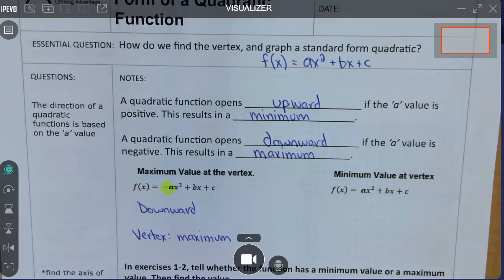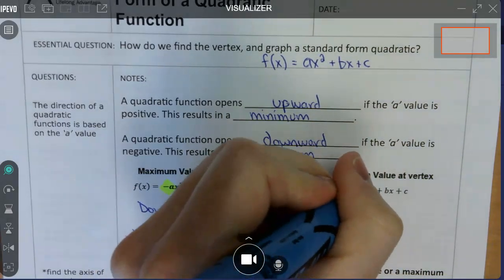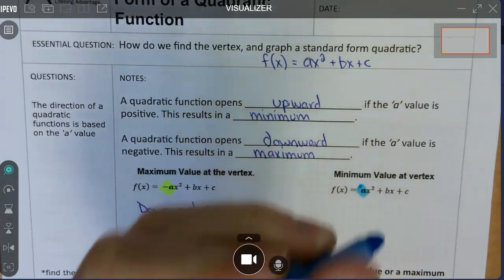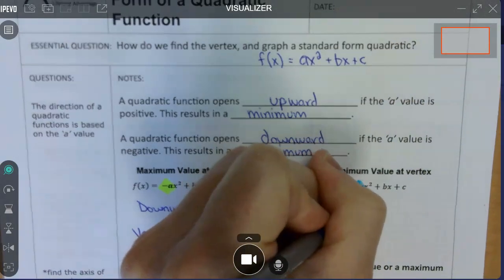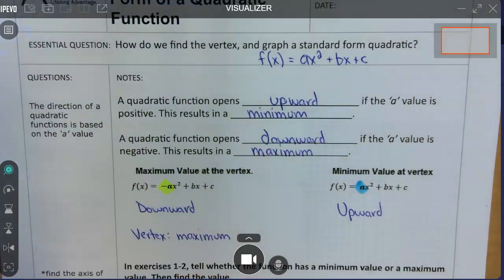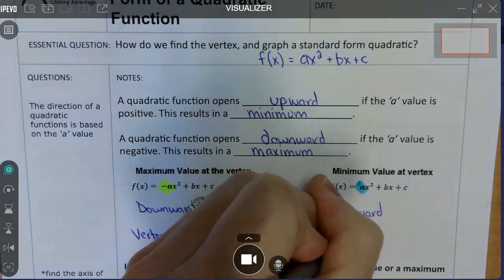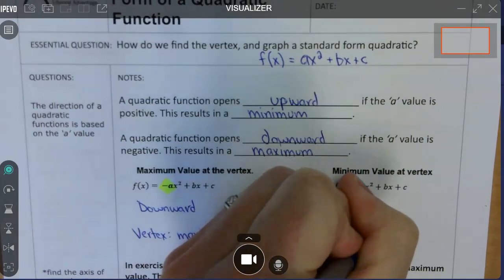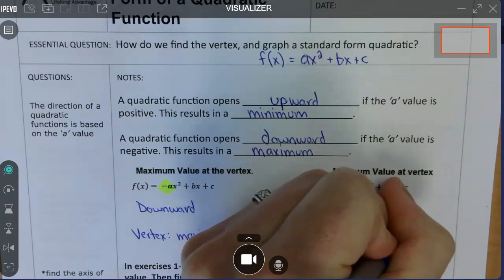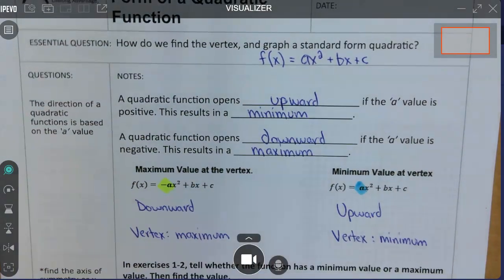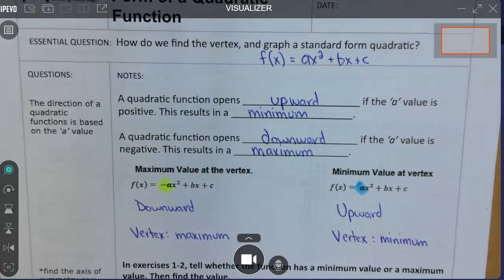And the opposite of that is, well, we look at the a value over here. This a value is positive. How do I know it's positive? Because there's no negative sign in front. And so that's going to be an upward opening parabola, and then for the vertex, that is going to create a minimum. So now the vertex is going to be at the very bottom as our parabola opens upward.